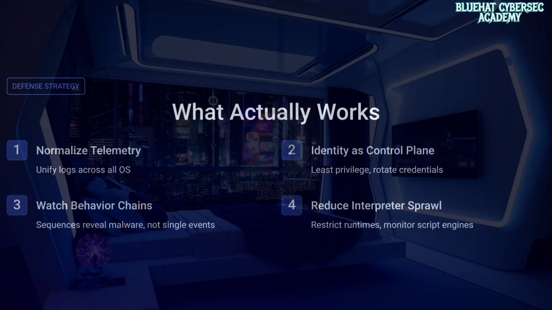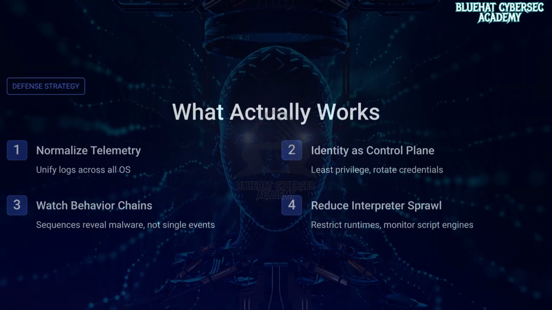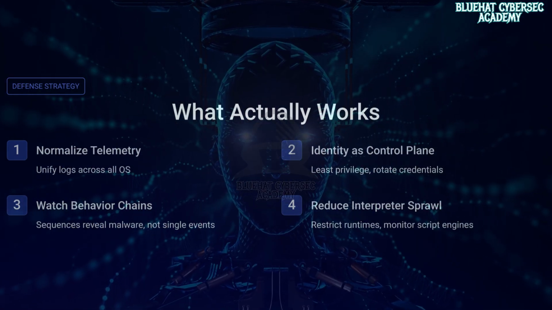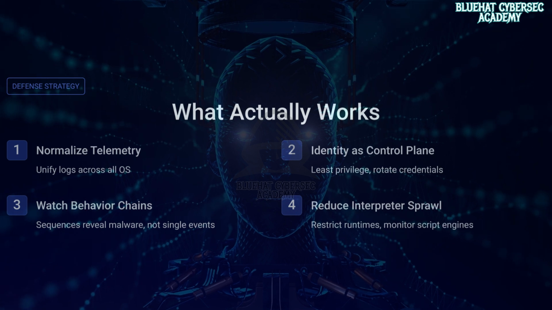So what actually works in practice? The answer is not a clever detection trick. It is architectural discipline. First, you normalize telemetry across OS boundaries. That means security data should be unified: authentication logs, process execution logs, network flow data, and privilege escalation events. Because if each OS is analyzed separately, attackers exploit that fragmentation by design.